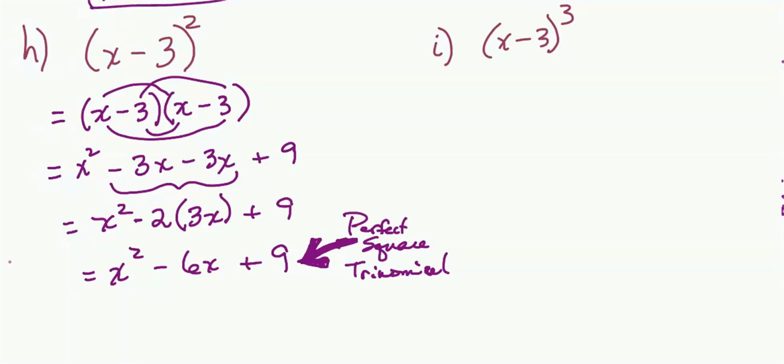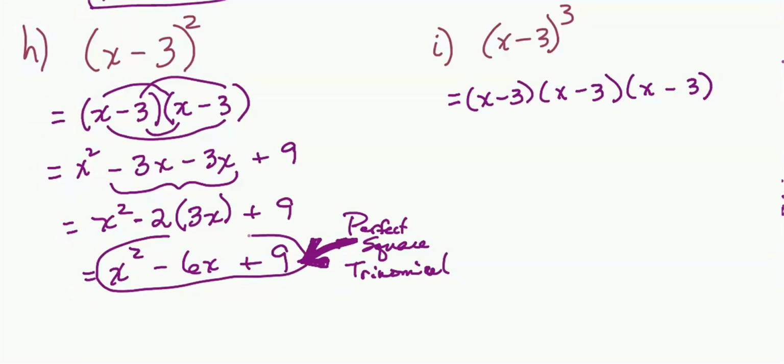Now let's look at I. What do we have here? I is very similar to H, it's just the exponent has changed, okay? So let's write it out. X minus 3, right, multiplied by itself 3 times. Now, we can only multiply 2 things at a time, and it looks like we've already done that. So some of our work is done for us here.